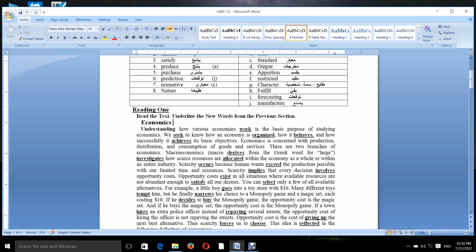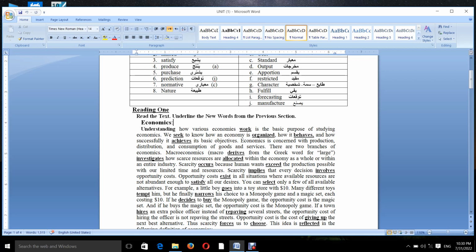There are two branches of economics: macroeconomics. Macro derives from the Greek word for large, investigates how scarce resources are allocated within the economy as a whole, or within an entire industry. Scarcity occurs because human wants exceed the production possible with our limited time and resources. Scarcity implies that every decision involves opportunity costs.